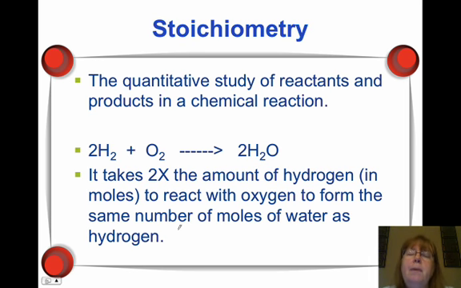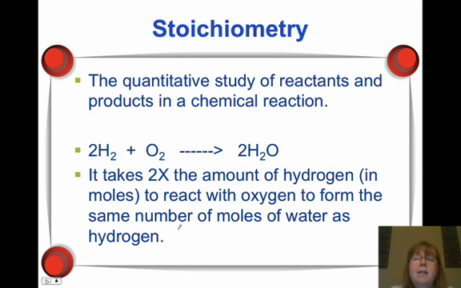Up to this point, we've been predicting what the products would be, but we've never really talked about how much product you would make or how much reactant needed to react to make a certain amount of product. And so that's what we call stoichiometry. We're looking at the quantitative study of these balanced equations. And so I thought we would start with an easy equation. 2H2 plus O2 gives us 2 waters.